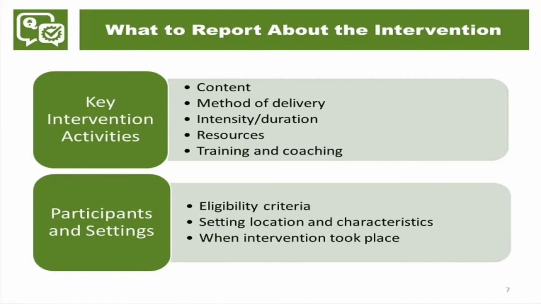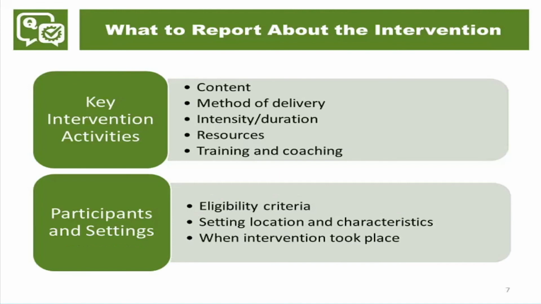It is also important that you make clear who the participants and settings were in this particular study of the intervention. That includes the eligibility criteria for participation, the setting and location where the intervention study took place, and the characteristics, an idea of what kind of schools were in the study, what kind of districts, what kind of students, and when the intervention took place, that is, the time period when the study happened. If you report all of these details, it is likely that you will have enough information for the WWC to do its intended review.